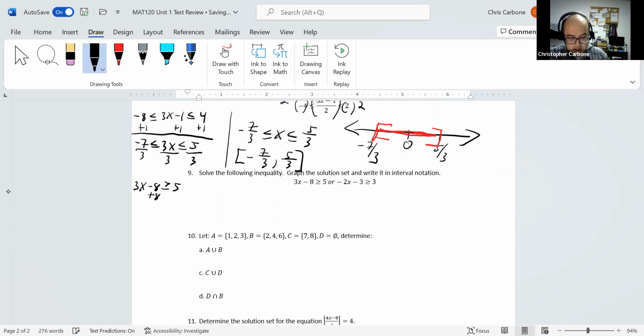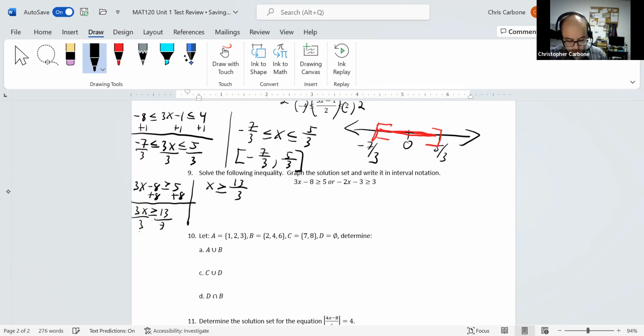We could add 8 to both sides and get 3x is greater than or equal to 5 plus 8, which is going to be 13. We could divide by 3 to get our solution here of x greater than or equal to 13 over 3.